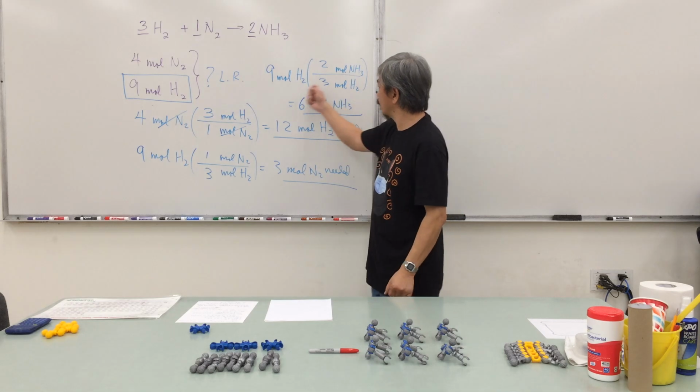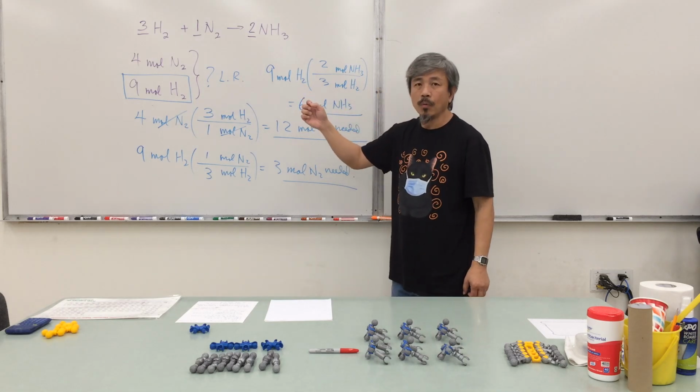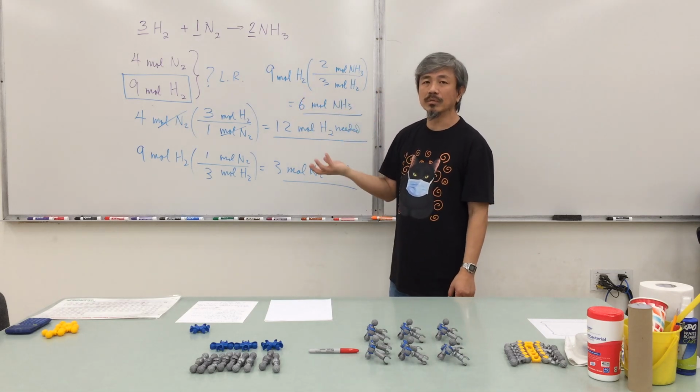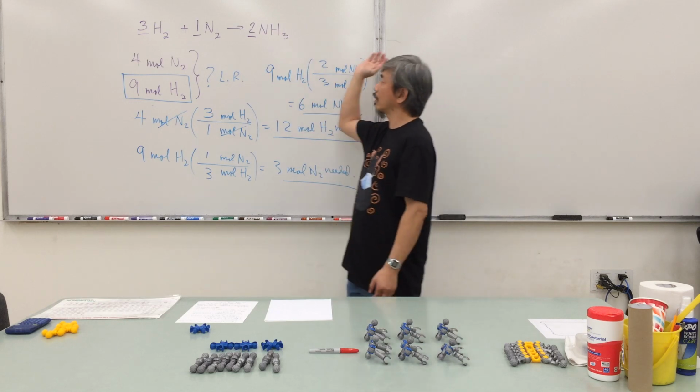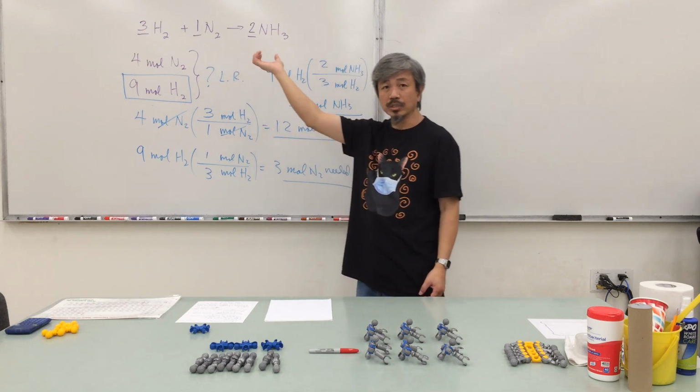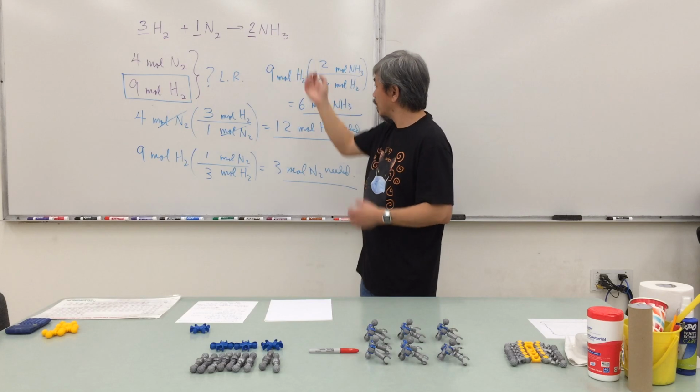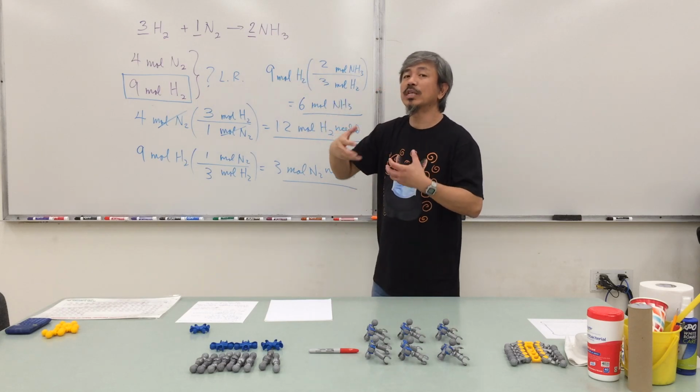So the number that we get over here, the 6 moles of NH3, we call this the theoretical yield. This is what we predict based on our understanding of chemical reaction equations like this. And doing stoichiometry, this is what we predict that we should end up with.